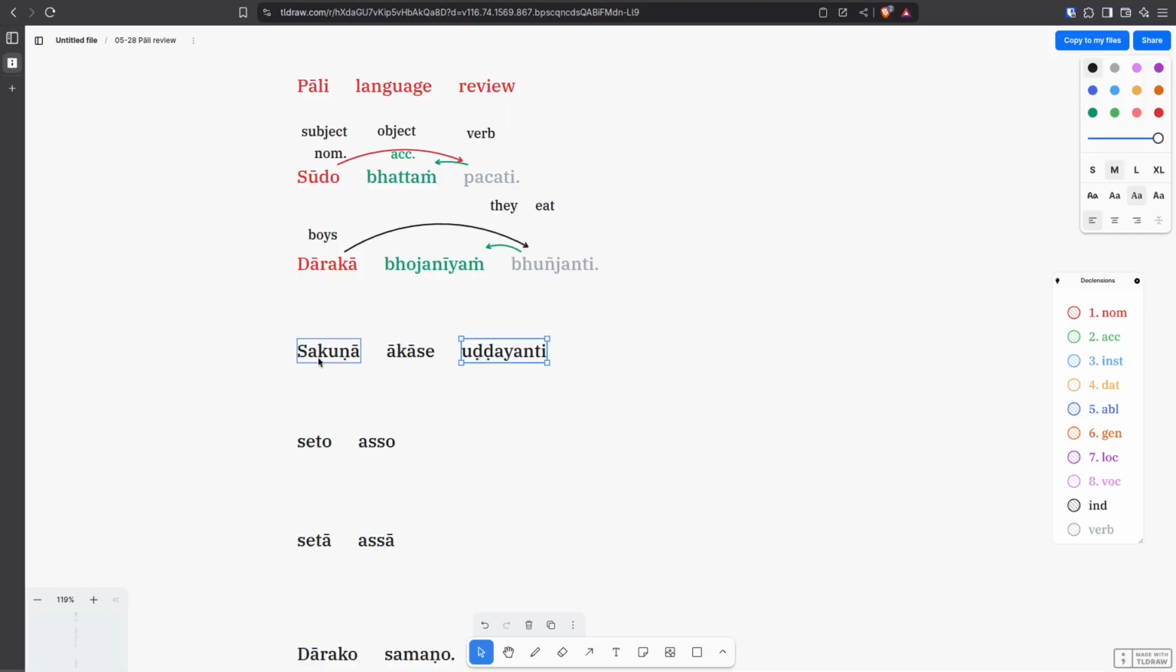And so another case here with the birds. Birds are sakuṇā. What they are doing: they are flying, uḍḍenti. And ākāse is in the locative because this is the place where they are flying. So birds are flying, and where this is taking place is the locative.